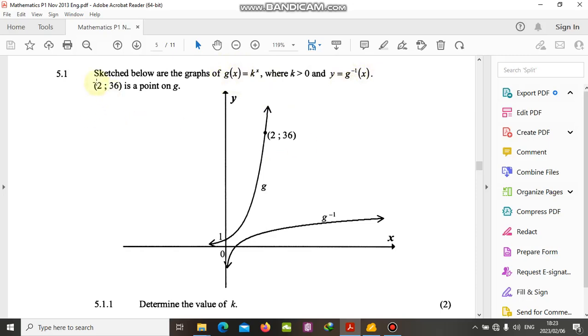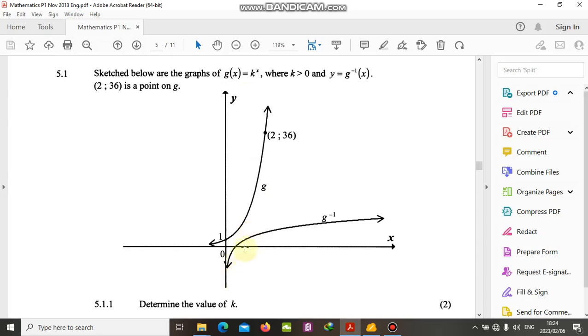All right. They say the coordinates 2 and 36 are a point on g. It's a point on the graph of g. So here, this 2 is the value of x. This 36 is the value of y. When you have a coordinate, you have x and y. So they form the coordinate 2 and 36 on the graph of g. That is what they told us.